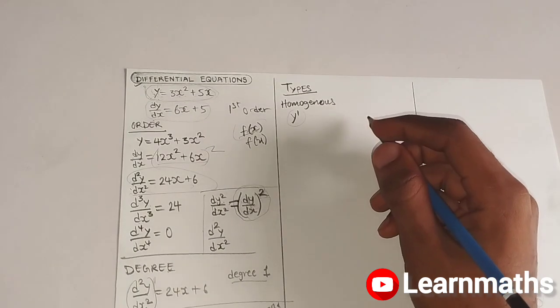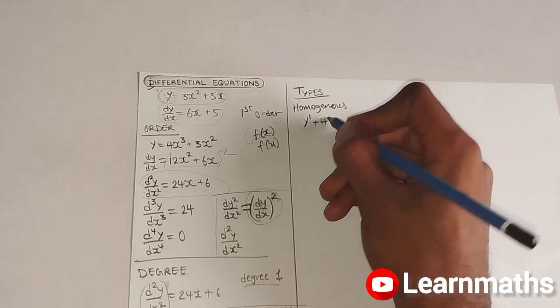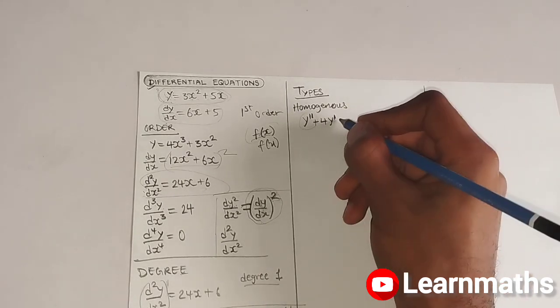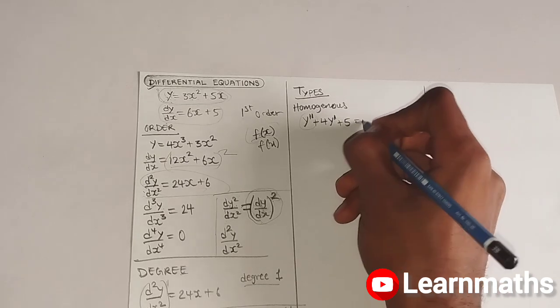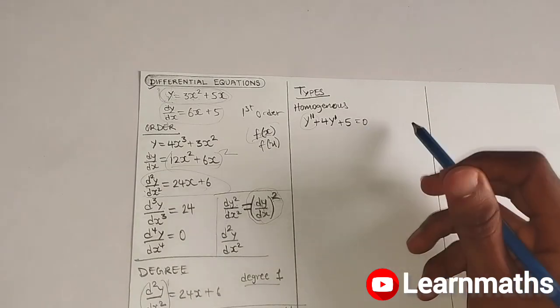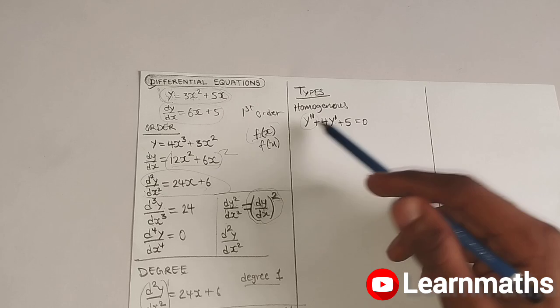Now if I have an equation like this, y prime prime plus 4y prime plus 5 equal to 0, I can say this is homogeneous, right? Because throughout this equation, I can only spot the differential of y, right? I can only spot the differential of y.